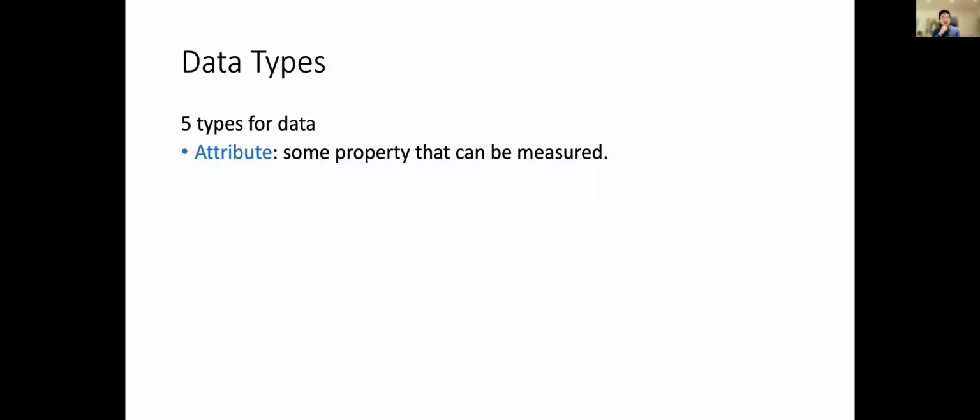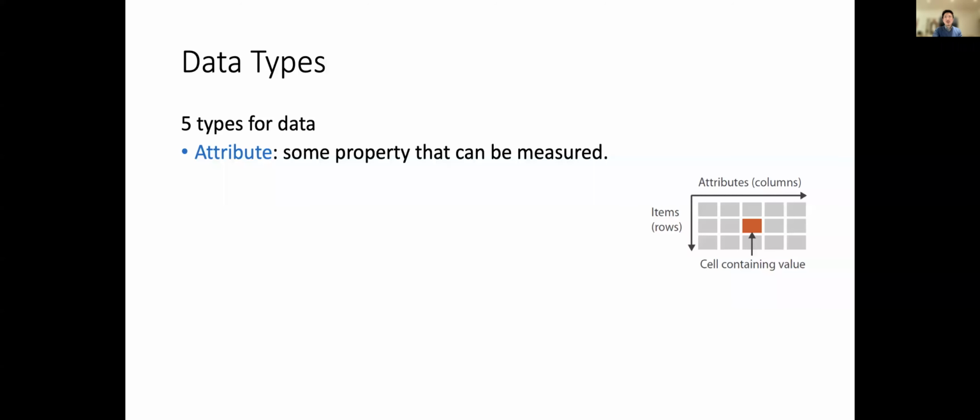The first is a data type, and you can have an attribute. If you think of these in a spreadsheet, attributes are usually the columns. For example, each row is a product, like in the supermarket, and then each column, say the first column can be the product name, the second column would be the price, and the third column will be the weight, etc. Each of these columns is an attribute.